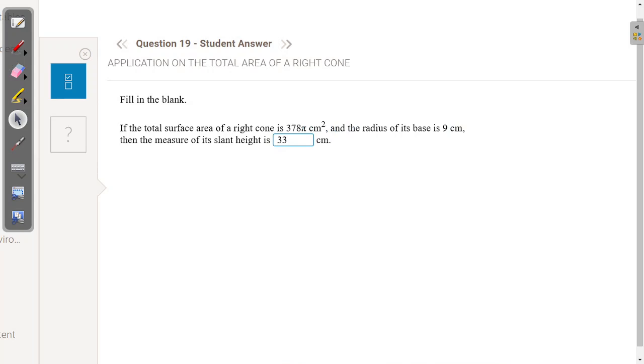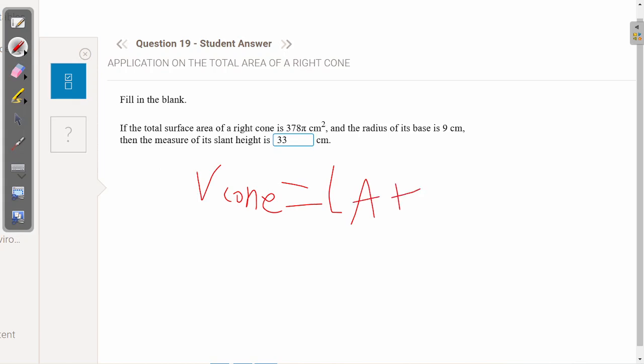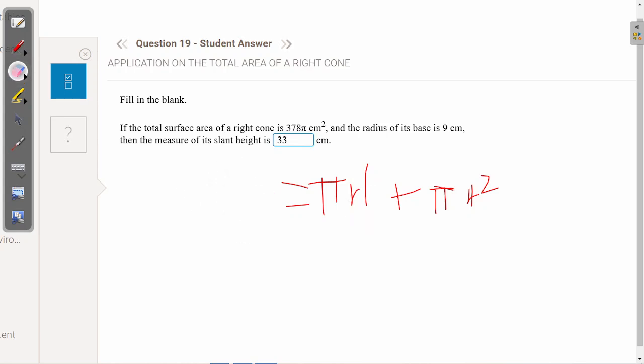The total surface area of a right cone is 378 pi. The radius of its base is 9. Then the measure of its slant height is what? For the cone, the surface area is the lateral area plus the area of the base, which is pi r squared. And the lateral area of a cone is pi r l, where l is the slant height. So they gave us the volume of the, oh my bad, this is surface area. Since they gave us the surface area and the radius, we can find the slant height.